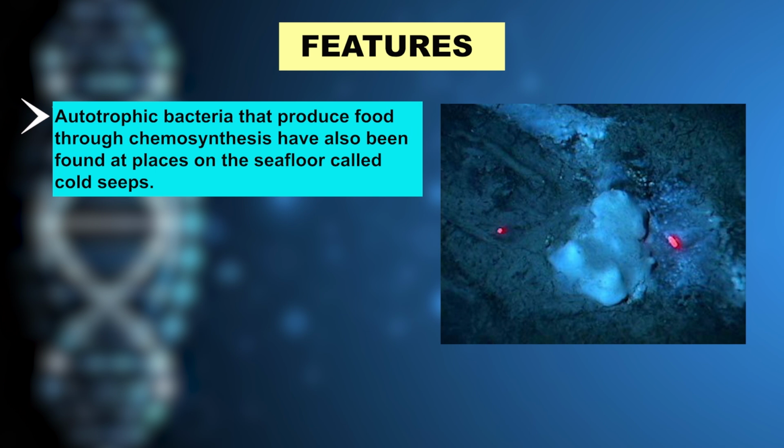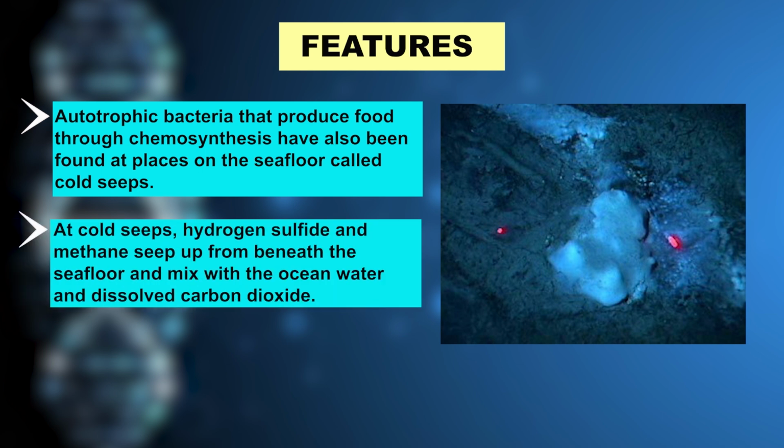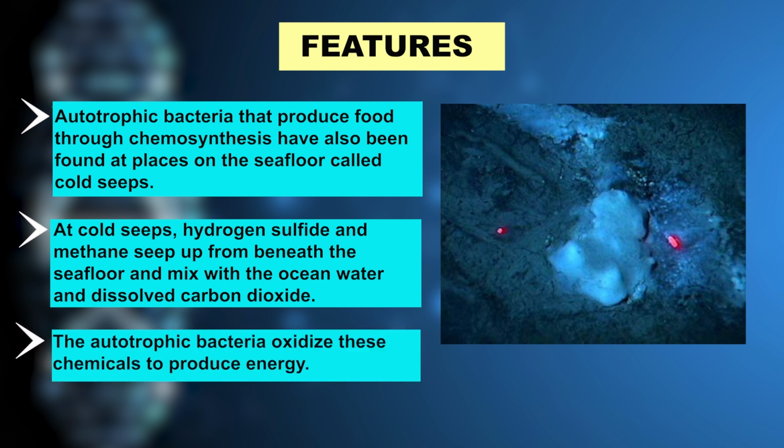Autotrophic bacteria that produce food through chemosynthesis have also been found at places on the sea floor called cold seeps. At cold seeps, hydrogen sulfide and methane seep up from beneath the sea floor and mix with the ocean water and dissolved carbon dioxide. The autotrophic bacteria then oxidize these chemicals to produce energy.